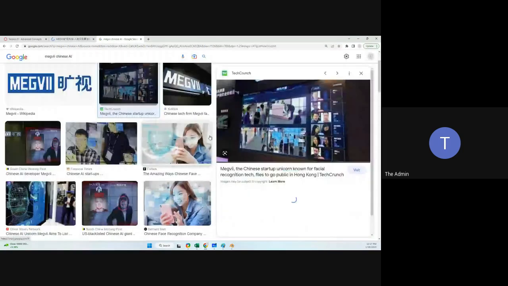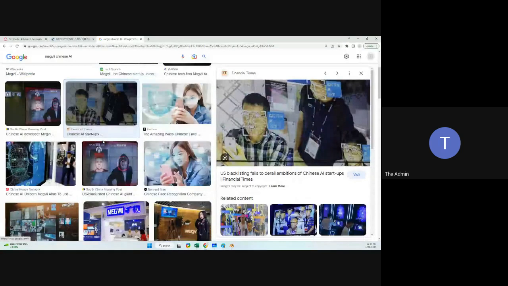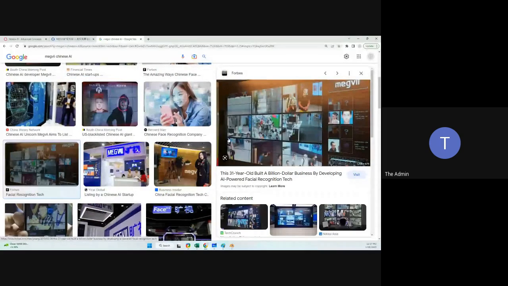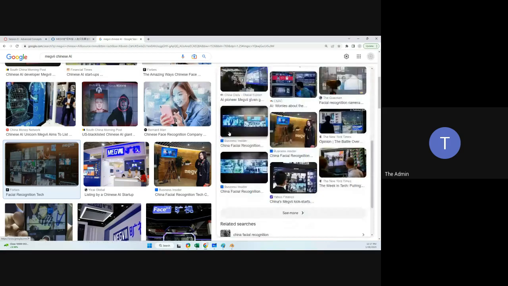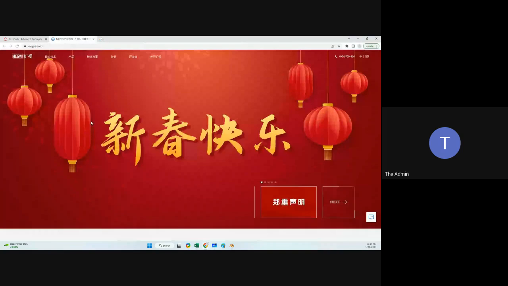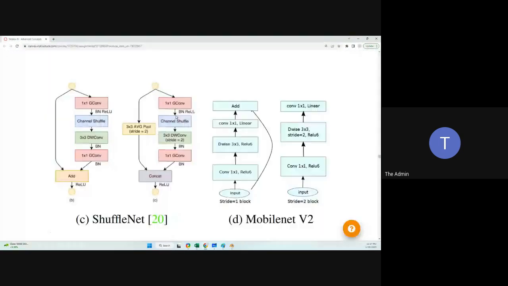If you have ever heard about large scale stuff happening in China where everyone is tracked, that's Megwe. Blacklists, of course, but all the major government level recognition, face recognition kind of problems, is handled by Megwe. It's a very big corporation based out of China and does good work and publishes also.